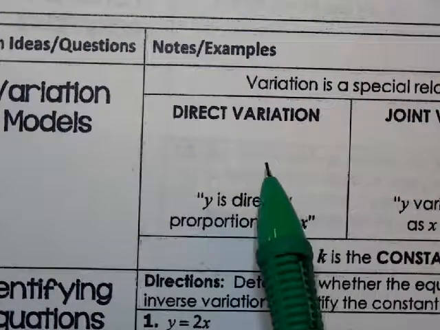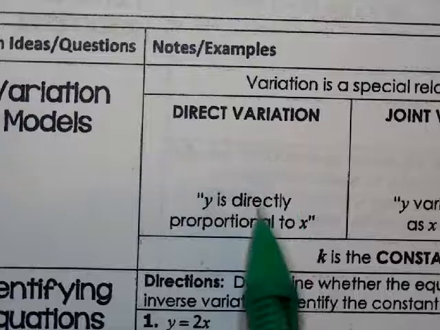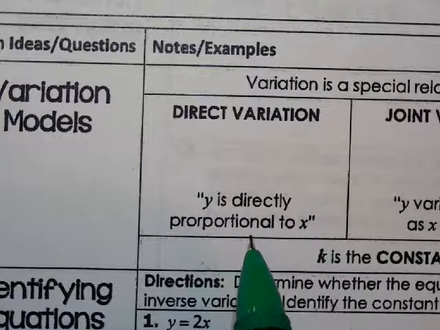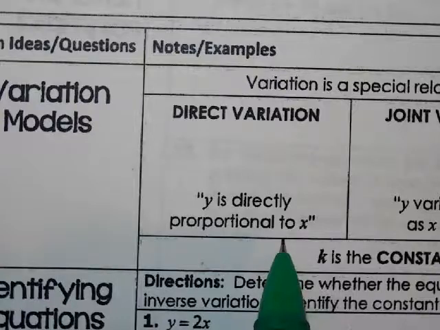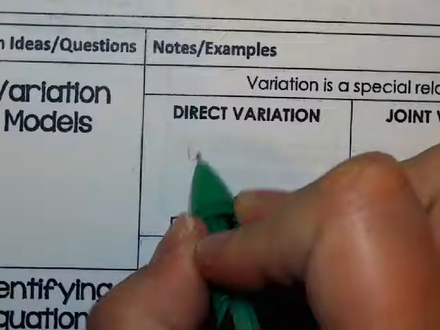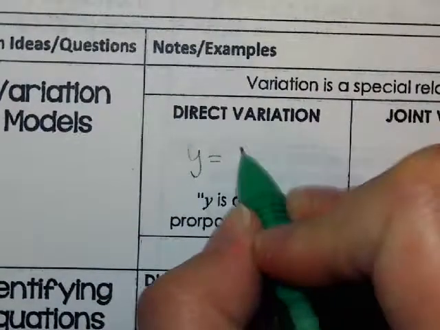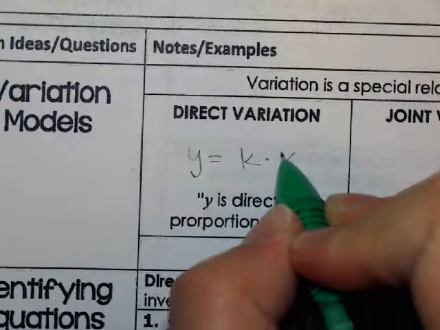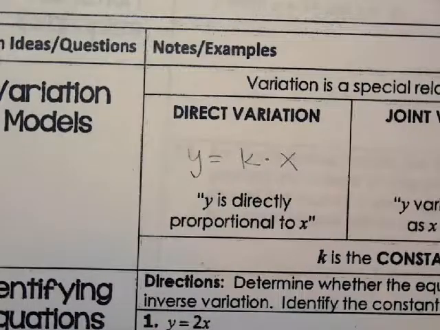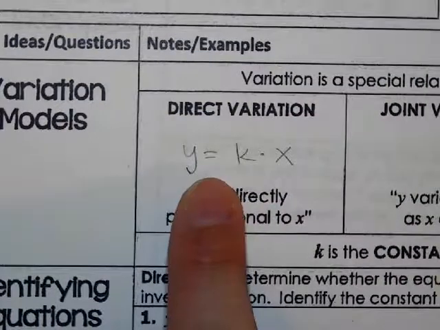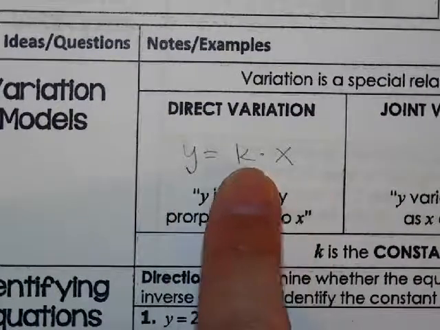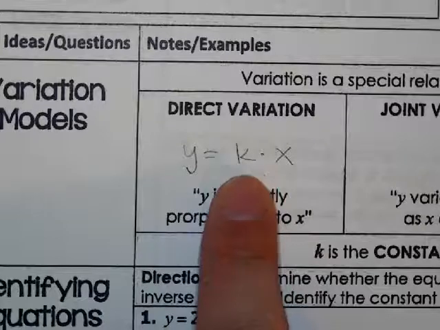So, when we are doing direct variation, the problem is going to say something like y is directly proportional to x. And we're going to see something like y equals k times x. That's direct variation. That is something that's like a linear function. This is like the slope. Y equals k times x.